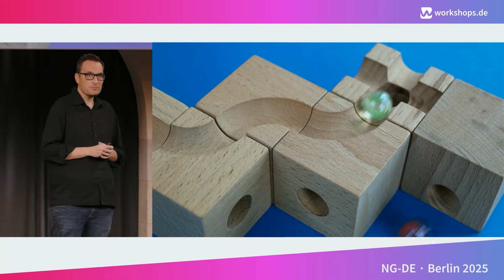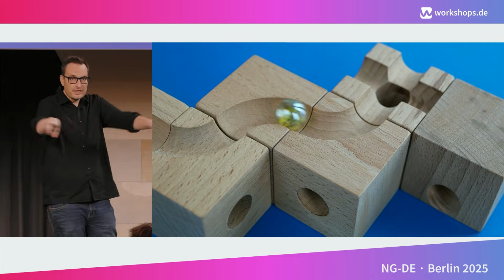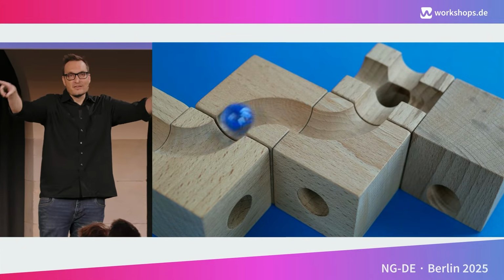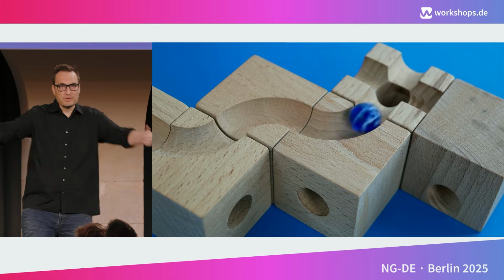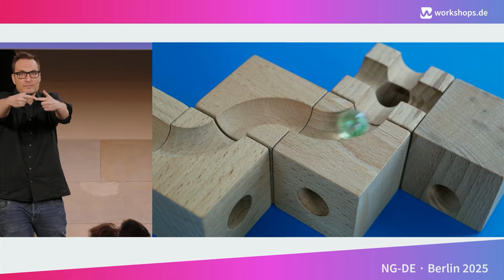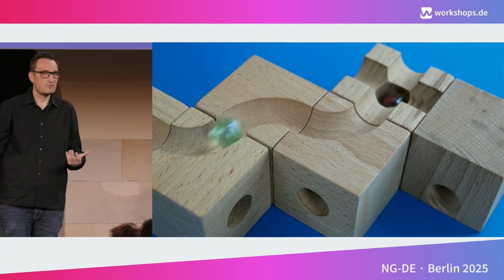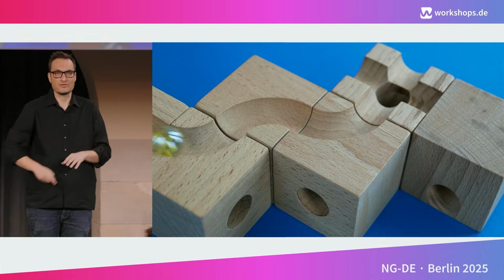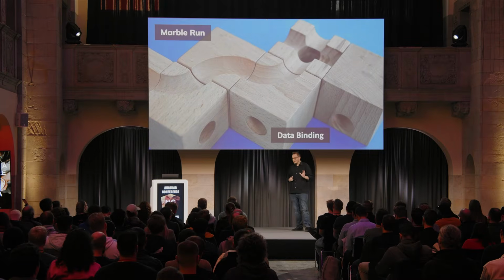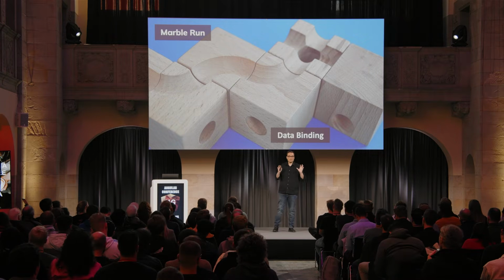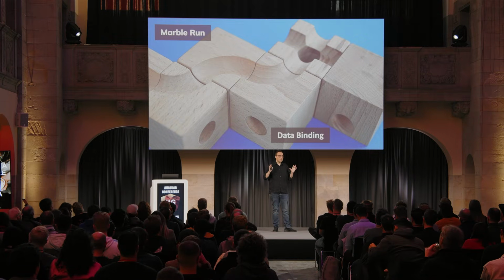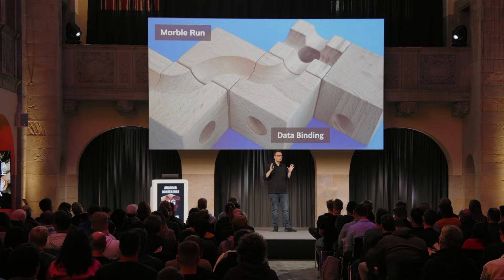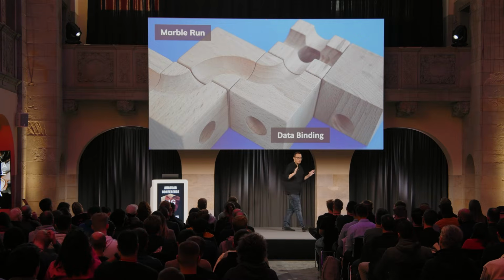And sometimes some of the marbles can be split to several marbles, and sometimes several marbles can be combined to one marble. This is what we do usually with computed or the resource API. At the end of this marble run, some marbles are coming out, and those marbles represent data we want to display to the user. Because otherwise we did not need it.